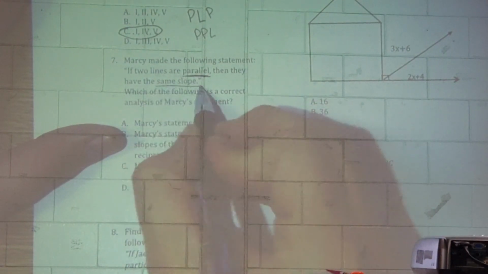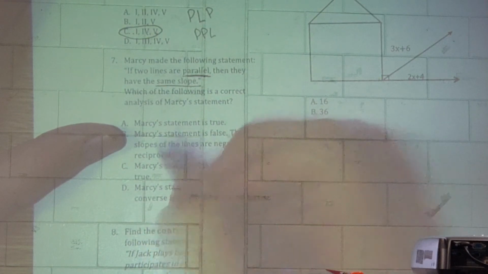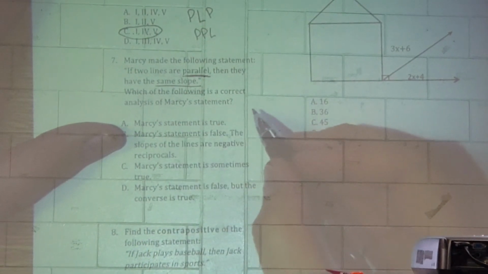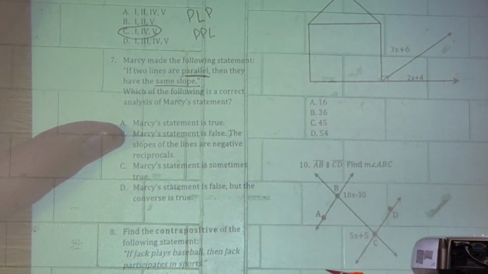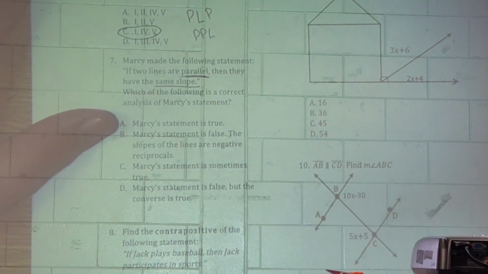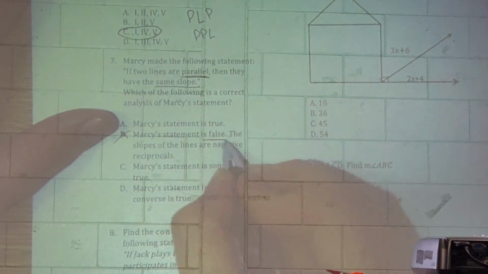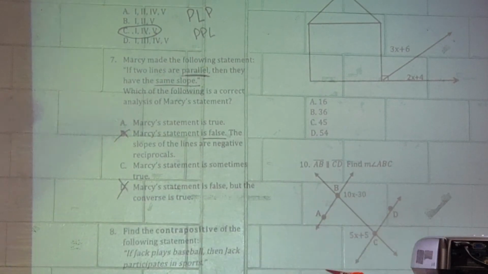Well, let's think back to when we did this. Did we say parallel lines have the same slope? We did. And we also talked about perpendicular lines, and they have opposite reciprocal slopes. So parallel lines do have the same slope, so we know her statement is true. So we could definitely cancel out B, which says her statement's false. And we can cancel out D that says her statement is false.